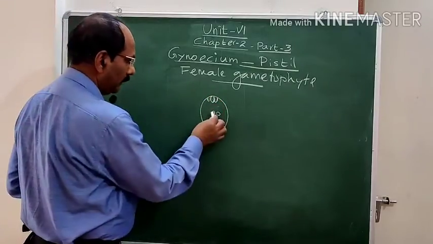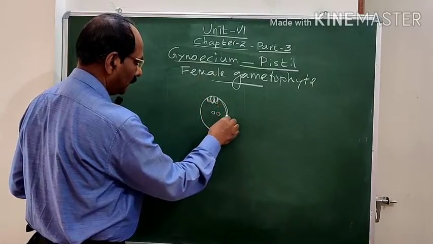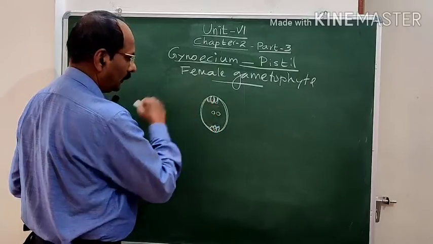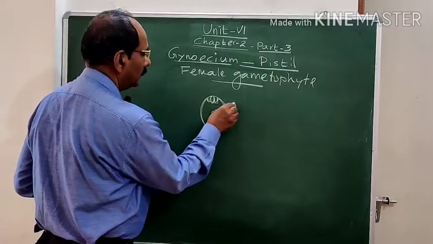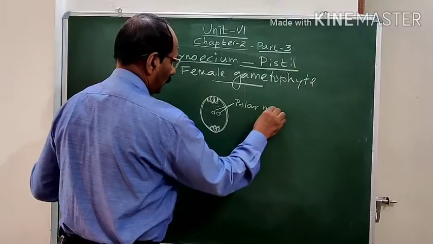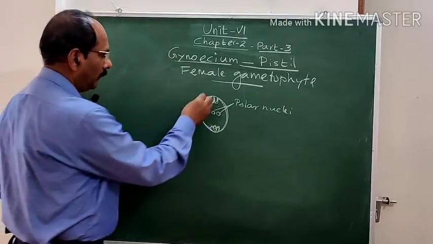Okay, and the remaining two nuclei remain in the large cell present in the center. This is called the central cell. This is the large cell in the center having the two nuclei. The two nuclei present here in the central cell are known as the polar nuclei. Polar nuclei, two. Nuclei is plural.